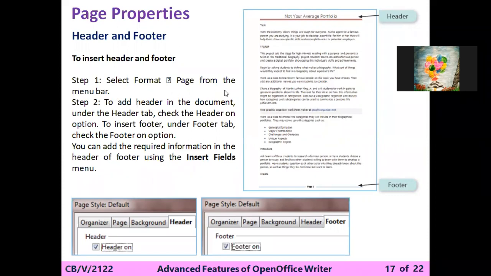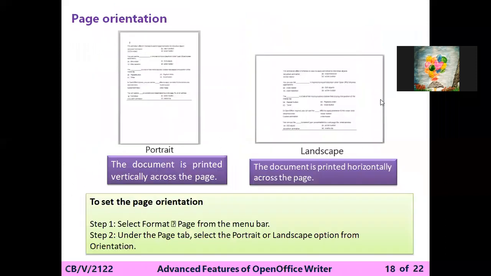Select the Format page from the menu bar. To add the header in the document, under the header tab, check the header on option. You can see here, this is the image of the header. To insert the footer, under the footer tab, these are called all the tabs, check the footer option. You can add the required information in the header and footer using the insert fields. So let's see the practical for that.